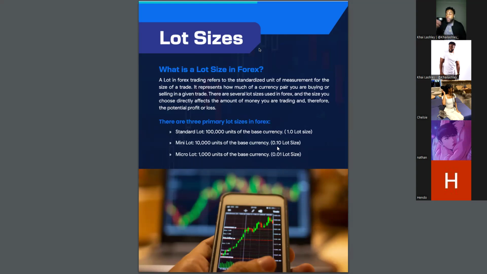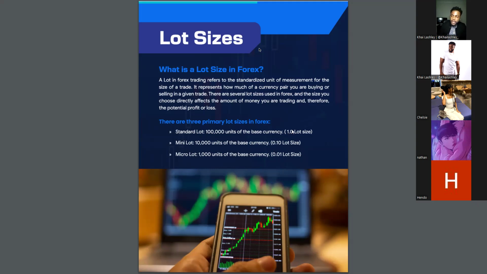A mini lot is 0.1 lot, 0.2 lot, 0.3 lot, and so on. The value of a 0.1 lot is $1 per movement in the market. So of course you've got to have some money in your account if you trade a 0.1 lot, because it's $1 per pip. So 30 pips means $30.